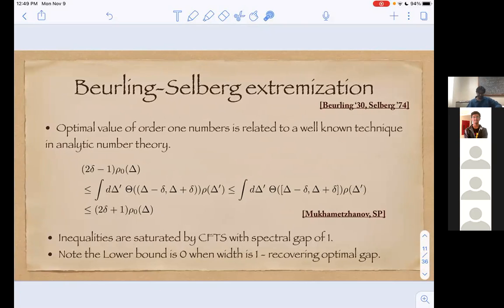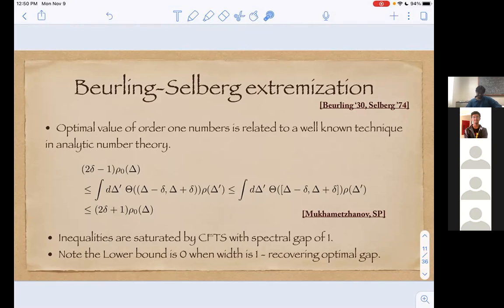Yes. Okay, so now comes the math thing. We realize that this problem of optimality at the end of the day is related to an old problem, which is Beurling-Selberg extremization. In fact, this problem is pretty old. Beurling started working on this in the 1930s, and then Selberg extended his work in 1974, while he was at the IAS. As I said, we will see later this optimal value of order one numbers is related to a well-known technique in analytic number theory.